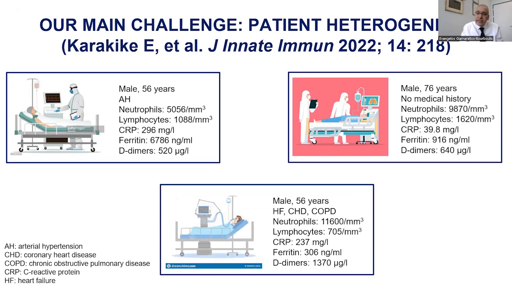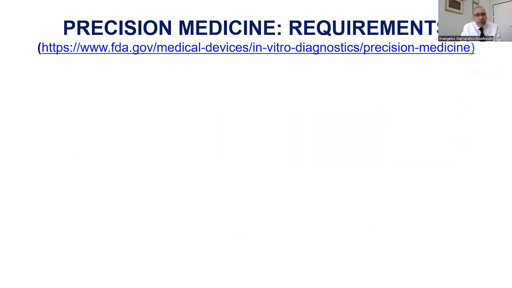a lot of comorbidities, heart failure, chronic heart disease, COPD, but who has profound lymphocytopenia, who has CRP increased at levels similar to the first one, and who has an increase of ferritin, but not that much, but very prevailing D-dimers. So what's the difference between these three patients? These patients look alike, but they have different mechanisms of their disease.